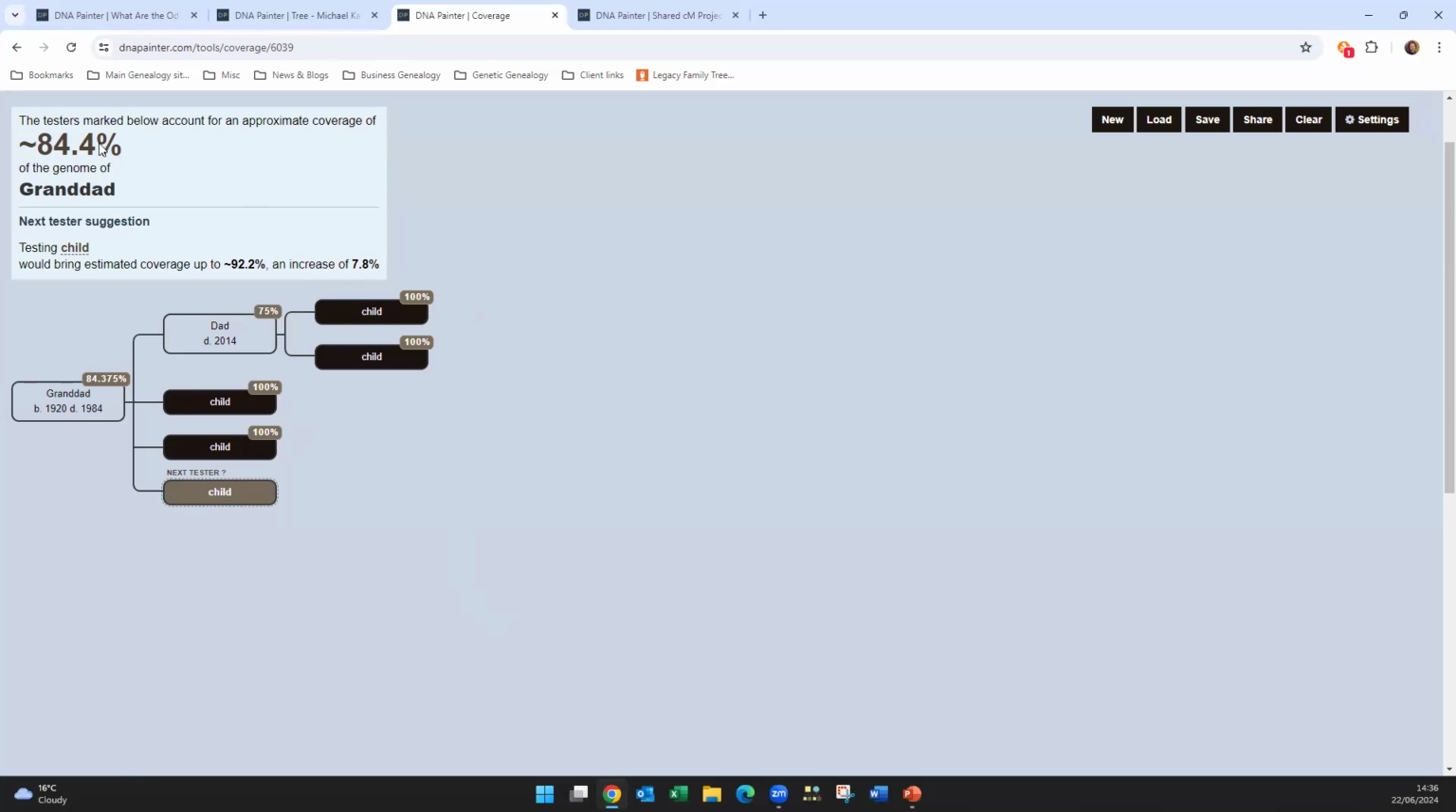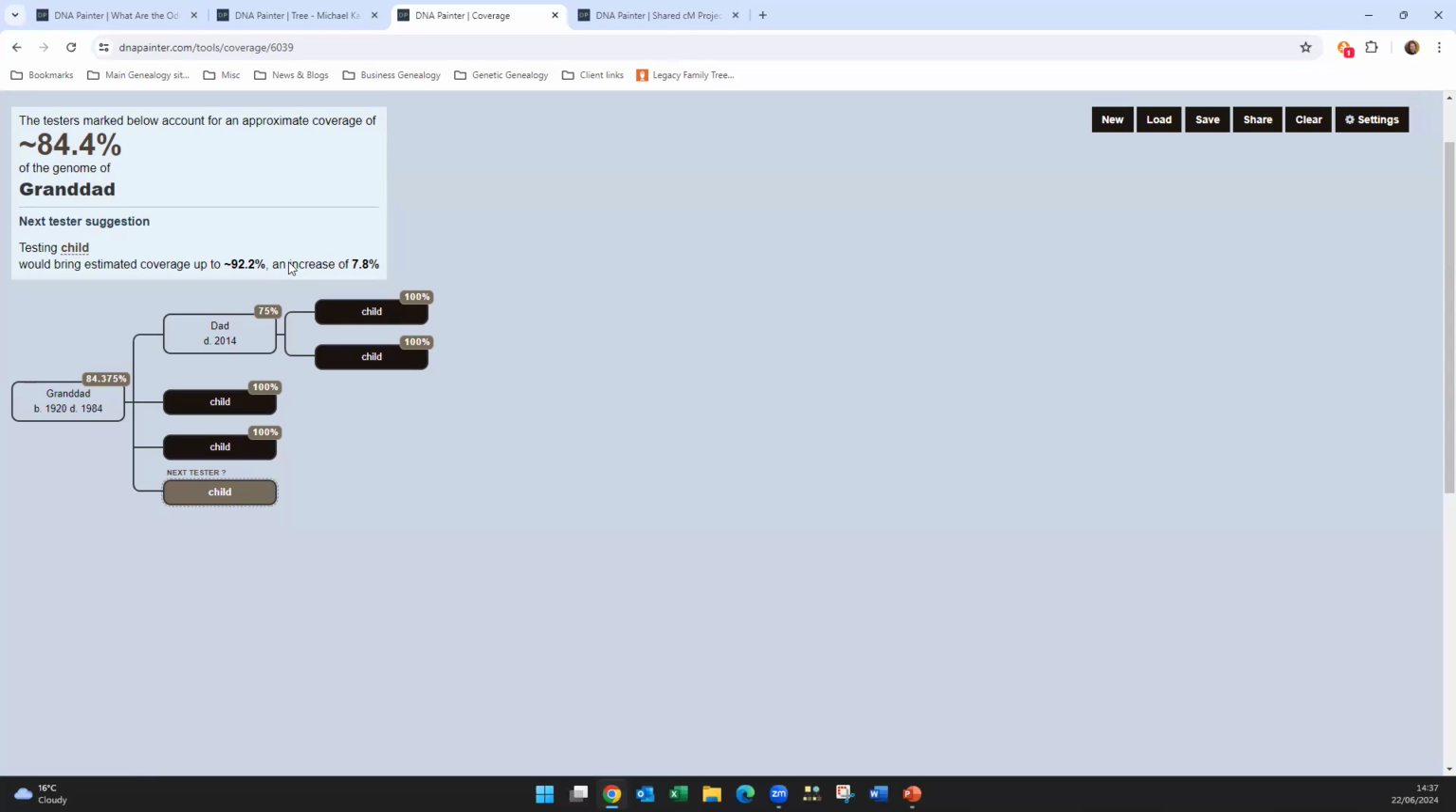So what it's saying here is that the testers marked, we're getting approximately 84.4% of the genome of granddad, but if we were to get the last available child, that would bring us up to 92%. So it's definitely worth trying to get that DNA if you can. I like this little tool. It's reassured me that I've done as much as I can in terms of recreating my grandparents' DNA at the moment.